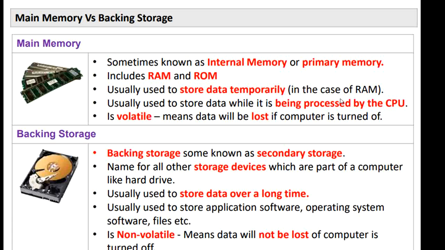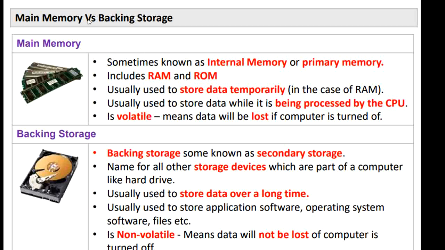It's a volatile storage device, meaning data will be lost if the computer is turned off. If you didn't choose to save to one of the backing storage or secondary storage devices, nothing will be saved, okay? ROM will be used to start up Windows or to start up your computer. It contains the instructions for starting up your computer.